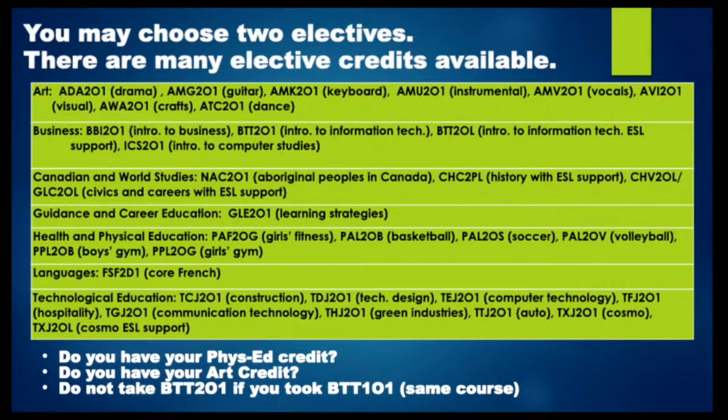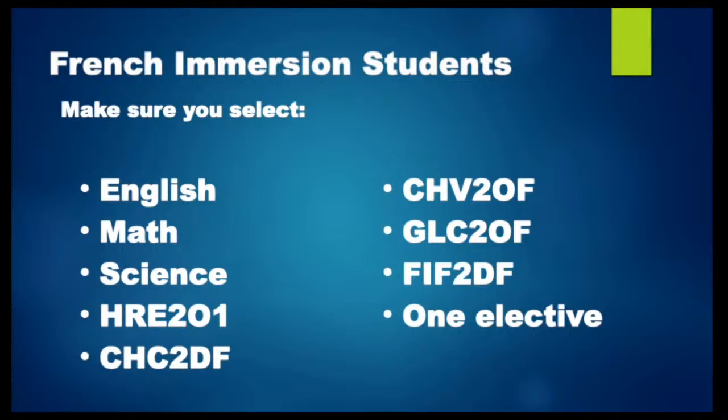We also have an Aboriginal Peoples in Canada class. And we have a couple of focused gym classes. We have regular fitness classes, a basketball class, soccer, volleyball, and open gym, which does a variety of sports in that class. Also, we have an expanded field in technology, where we have construction, tech design, computer tech, hospitality, which is cooking, comtech, horticulture, and Cosmo for both boys and girls. So again, you have a lot of options. All these classes are available on your MyPath site, so if you want to have a better explanation, you can look on there.